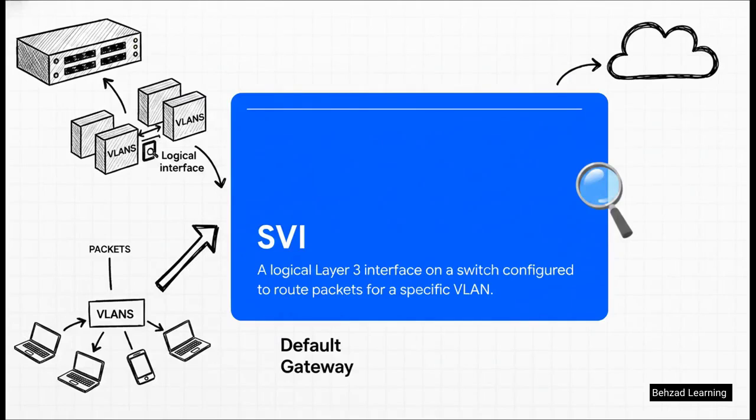So let's grab the very first piece of our puzzle, the SVI, or Switch Virtual Interface. Think of an SVI as a completely logical Layer 3 interface that lives inside your switch, and it's built specifically to route packets for one particular VLAN.